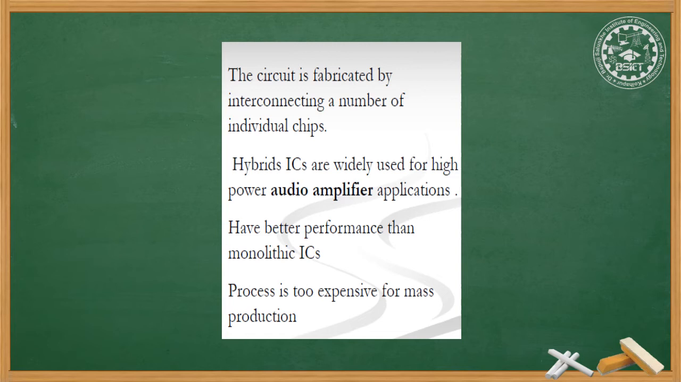The second type is hybrid IC. The circuit is fabricated by interconnecting a number of individual chips. Hybrid ICs are widely used for high power audio amplifier applications and they have better performance than monolithic ICs, but the process is too expensive for mass production. So those are produced in fewer numbers compared to monolithic ICs.